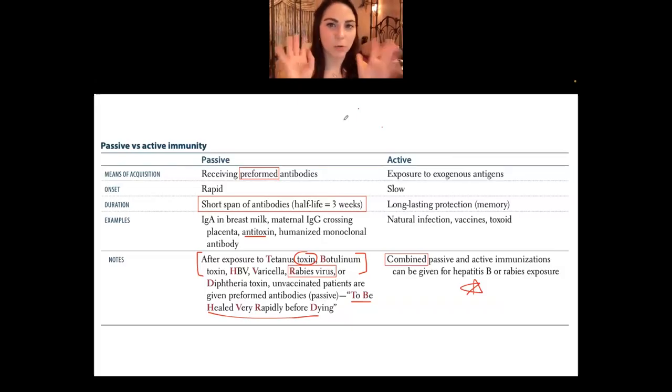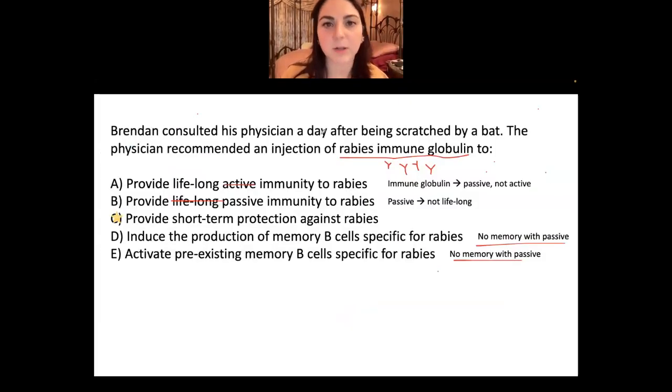Okay, rambling about immune globulin. But does this make sense? So know this chart, memorize this chart, know the difference between the two. It's a very easy question that I can 100% see Dr. Milani just writing something very similar to this and seeing if you know the difference between the two.